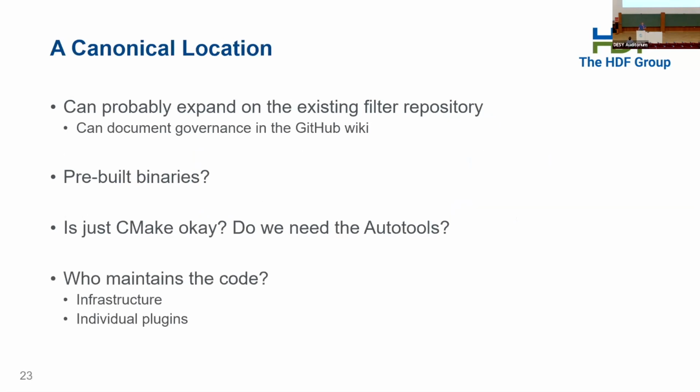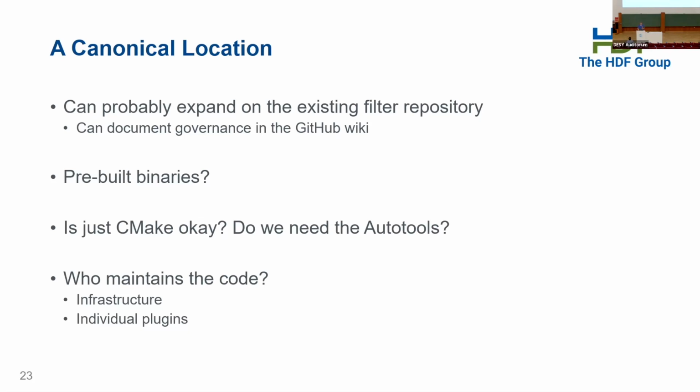So a canonical location could be the existing one that we have. We could start a new thing. It could live under different organizations. We could start a new organization to hold it. Do we want to build pre-built binaries? Remember, now we do. Is CMake okay? Do we need the autotools? Do we need to support both build systems? I don't know. Who maintains the code?